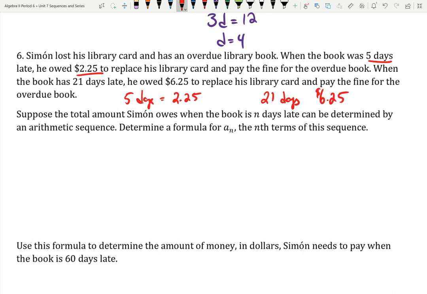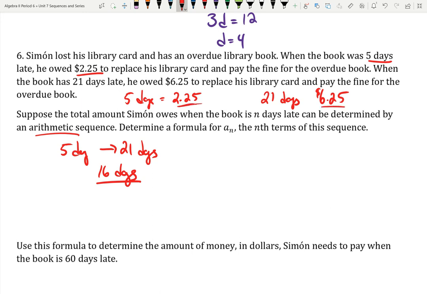So suppose it's an arithmetic sequence. Write me a formula for this here. So how many jumps do I go from day 5 all the way to day 21? Wasn't that 16 days gone by? 16 days went by. And how much did it go up?